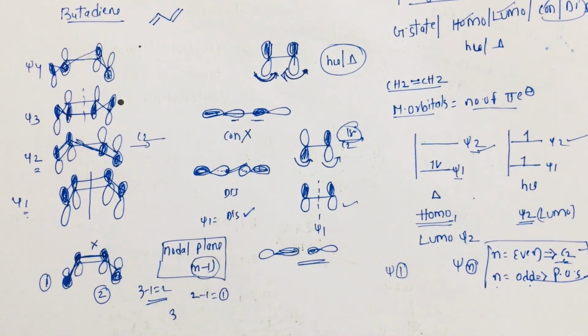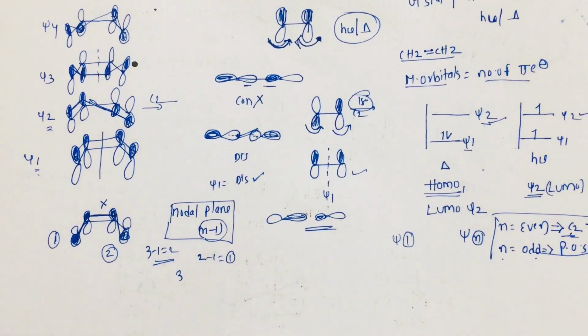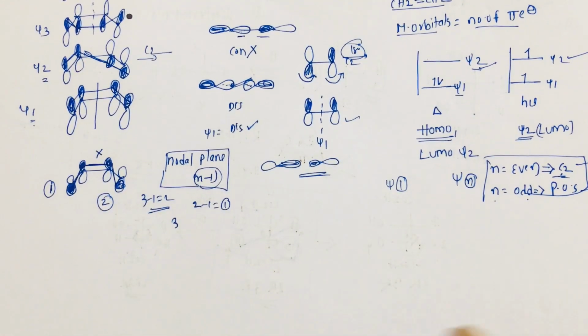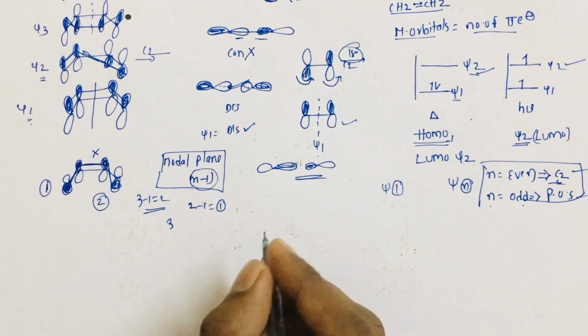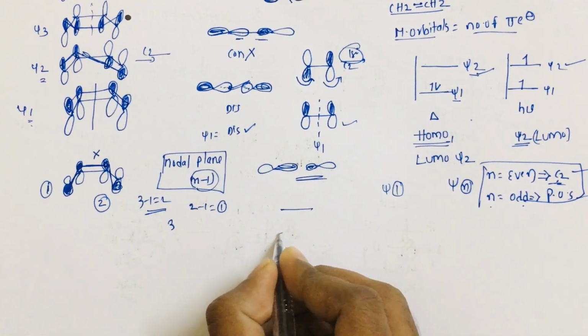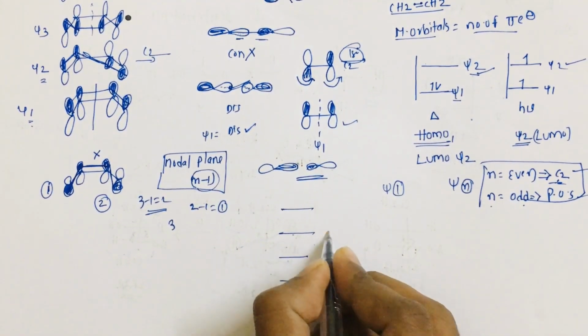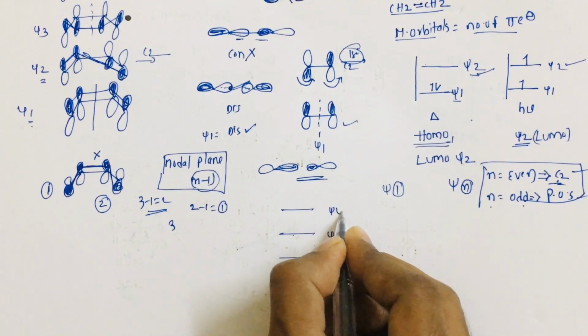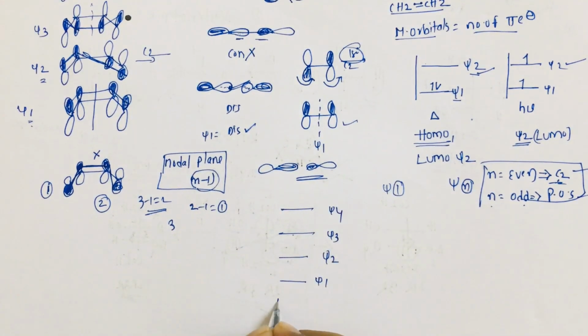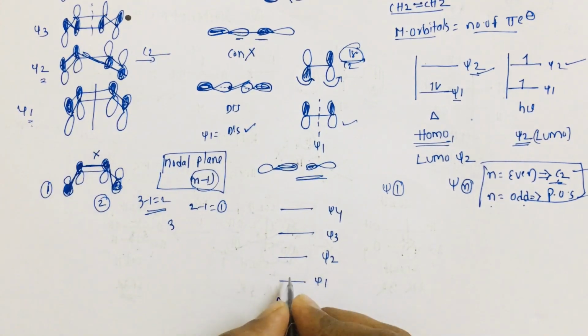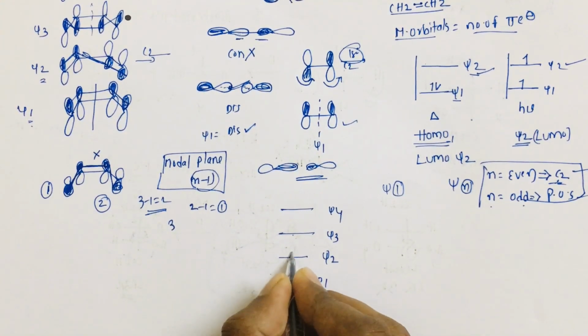So now the butadiene system is very important, because from the examination point of view, they ask either the ethylene molecule, the butadiene system, or the benzene system. So these three are very important. So now we have psi 1 orbital, psi 2, psi 3, psi 4. When we are talking about thermal condition, how many pi electrons are there? 4 pi electrons. So 4 pi electrons we can fill this way.